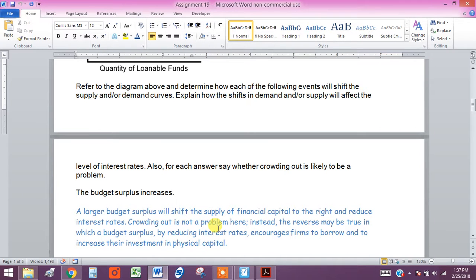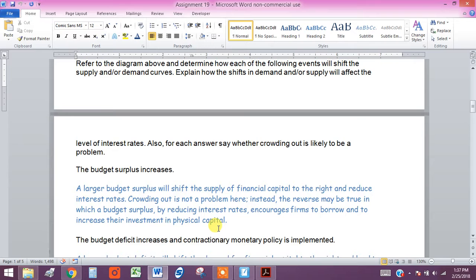Now, crowding out here is not a problem because by reducing interest rates, this will encourage firms to borrow and to invest in physical capital or expansion or just different projects.